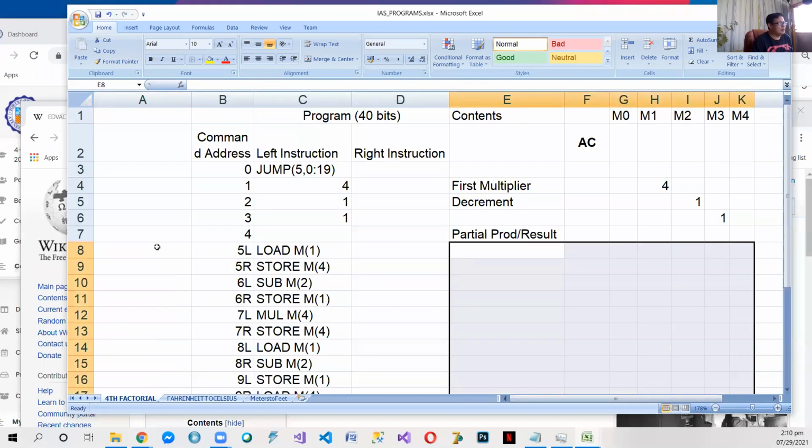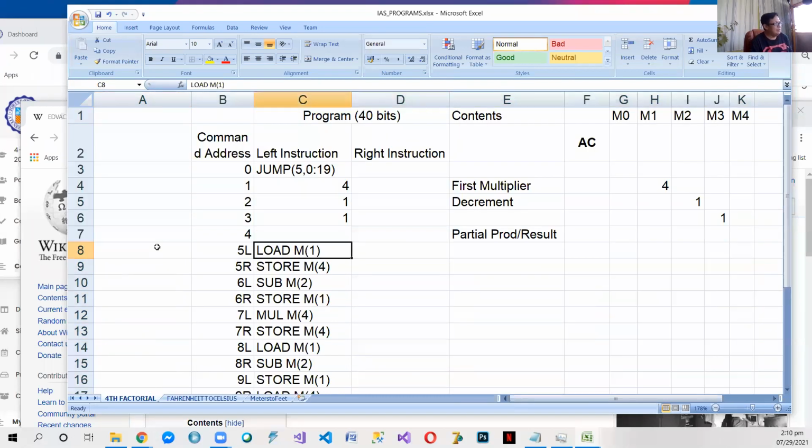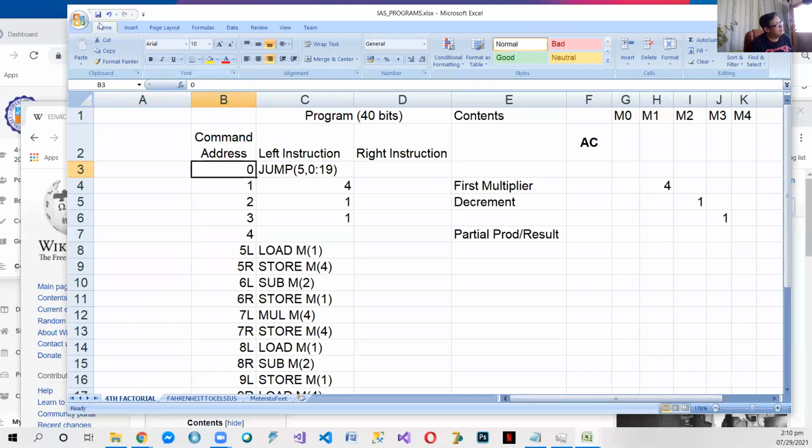If you compare this to our program involving the analytical engine, this is almost the same, except that this is a stored program. This runs on a stored program computer. So we have a command address, the address in memory. This is our commands, and this is our memory. And instead of ingress and egress, we only have one AC, the accumulator register, used for both ingress and egress.